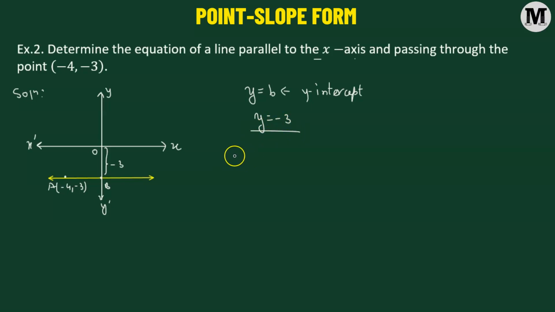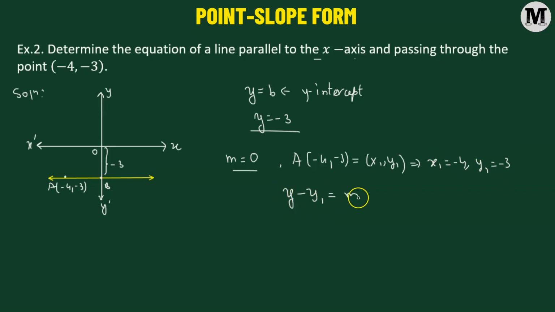Okay, now to define the equation of the line using the point slope form, what we need is the slope of that line. So here the slope of the line m will be equals to 0, because any line that's parallel to the x-axis is going to have a 0 slope. Okay, and this particular line passes through the point A, -4, -3, and this corresponds to x1, y1, which means that the value of x1 is -4 and the value of y1 is -3. So let's substitute this value into our point slope form, which is y minus y1 equals to m times x minus x1.